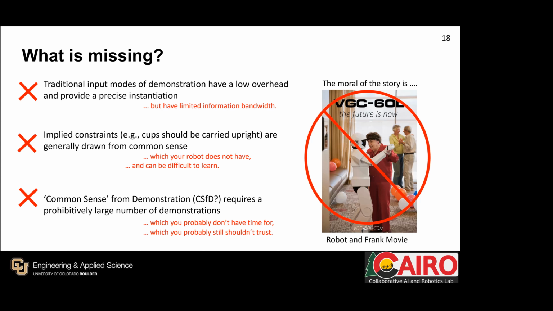Relatedly, when humans teach each other, there are many implied constraints, which your robot really doesn't have the ability to infer, and trying to learn those constraints can be very difficult. And so this idea of maybe a common sense from demonstration requires a prohibitively large number of demonstrations, which you probably don't have time for and that you probably still shouldn't trust.